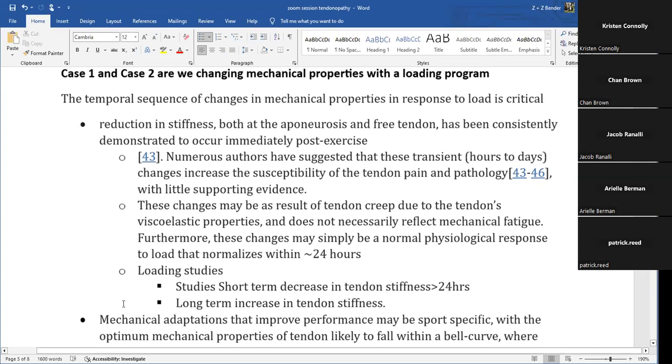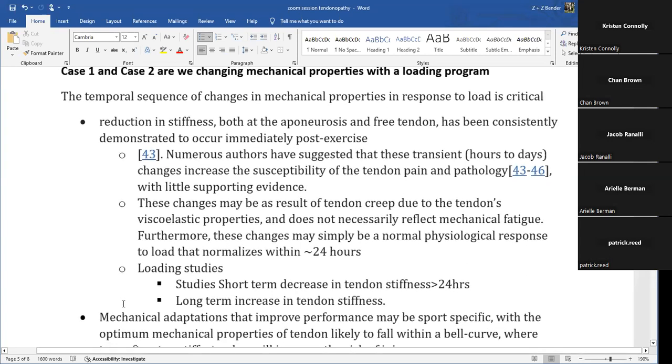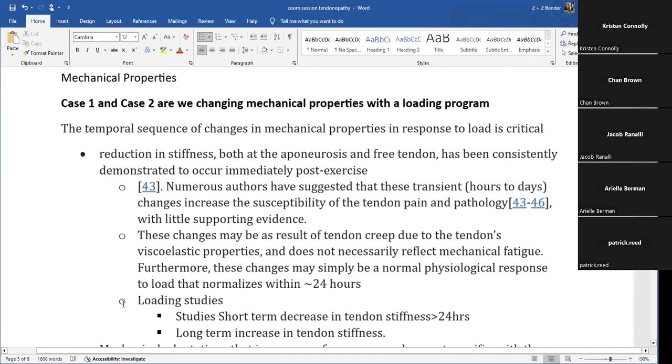And with that runner and that CrossFitter, what we need to do is find their optimal sweet spot in loading. Because in this case, we are going to get different things. We're going to get tendon tissue creep, and there are changes immediately after work in the viscoelastic properties of the tendon. So a tendon may have a little bit more length. So with that runner, I think we may be thinking about tissue creep.